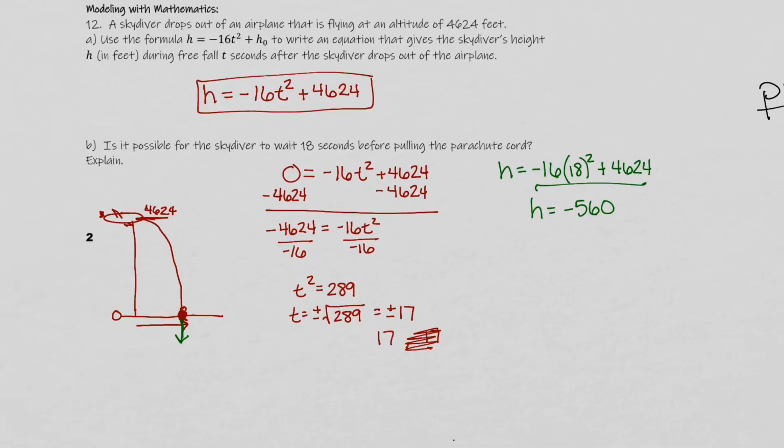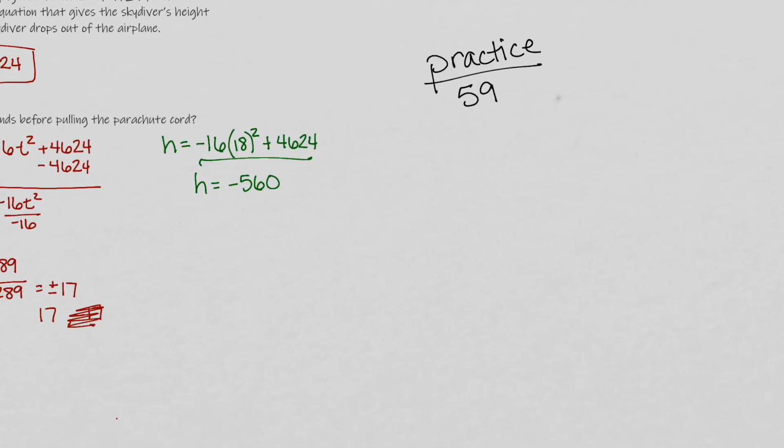So now that you've done this problem, go to practice and do number 59. Then you should be complete with your practice, submit it on Big Ideas, and then submit it on Canvas. Submit your screenshot of your score onto Canvas.